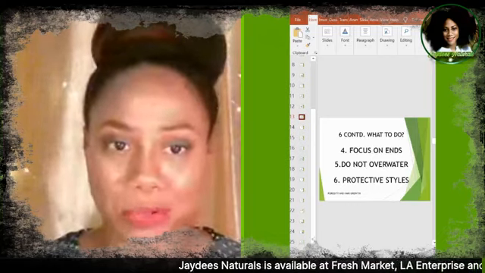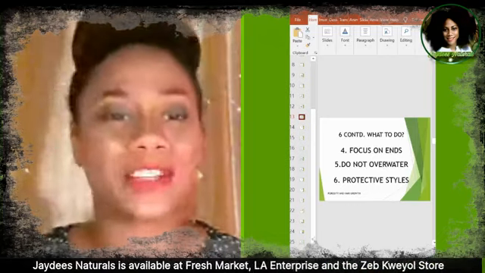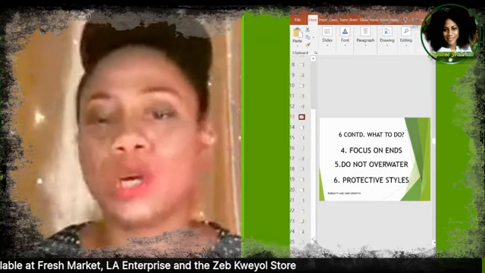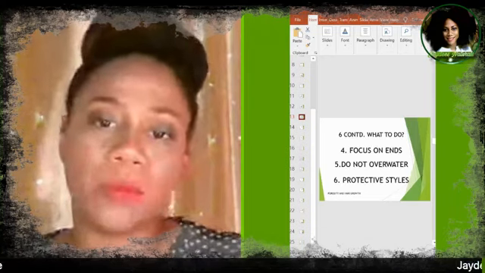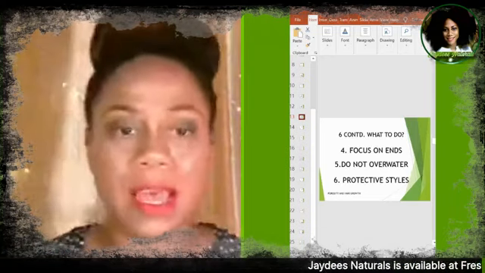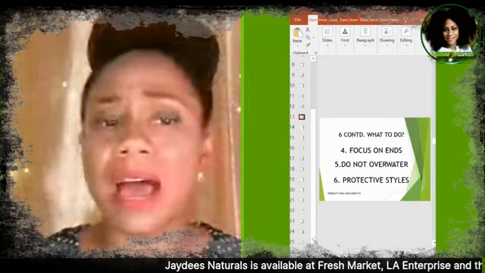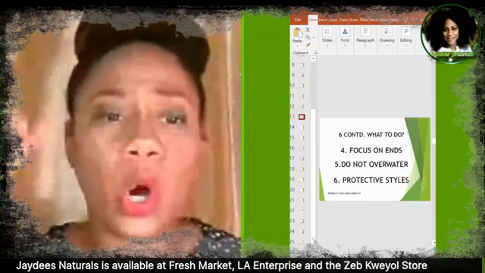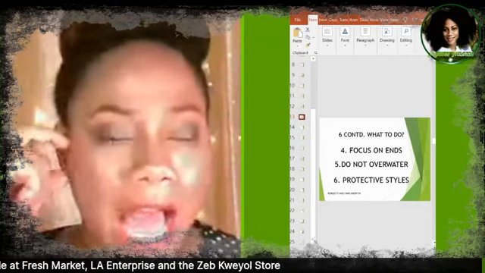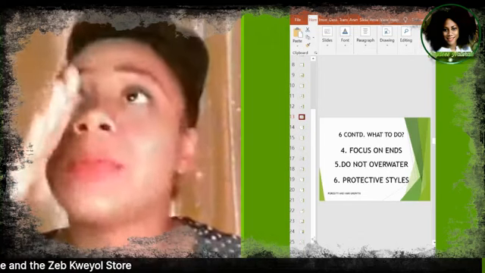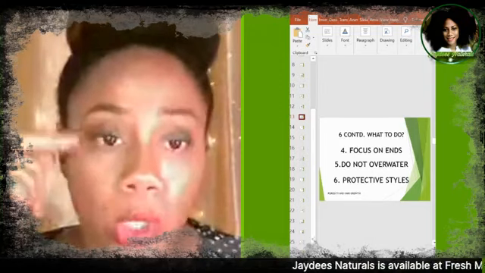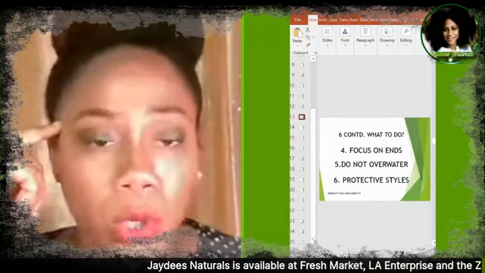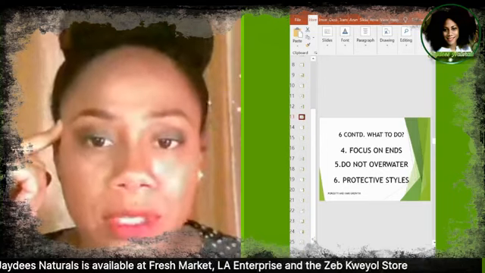Now, those with low porosity hair and protein, some of them actually say they're protein sensitive, but it's not that. It's that your hair doesn't need as much protein as someone with high porosity does. And some have that myth that coconut oil has protein. Let me say it for the people in the back: coconut oil does not have protein. Coconut itself has protein, but coconut oil does not.